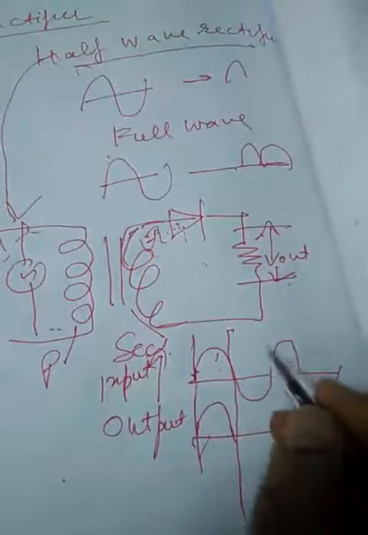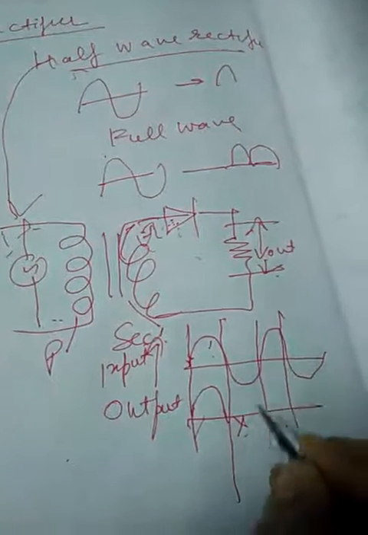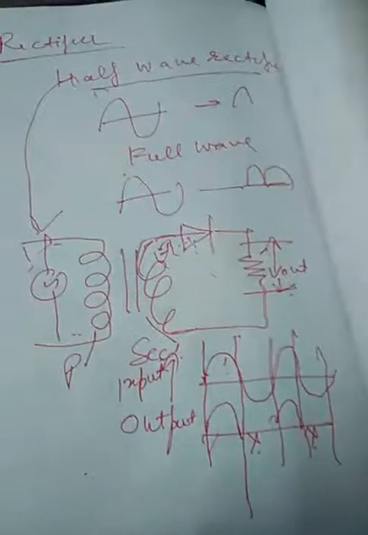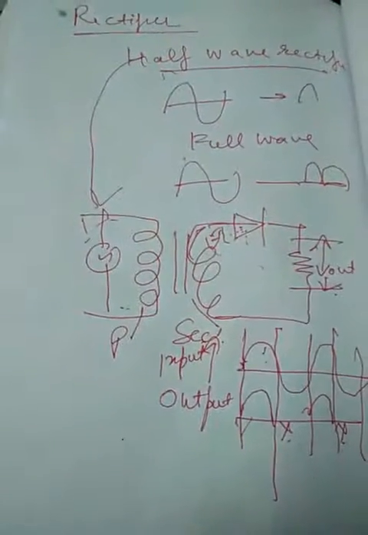But during reverse bias, no signal will be conducted, so no signal will be there. Again, there is a positive signal, forward biasing will be there, and then no signal will be there. So that means only half of the signal is going to be rectified. That is the function of the half wave rectifier.